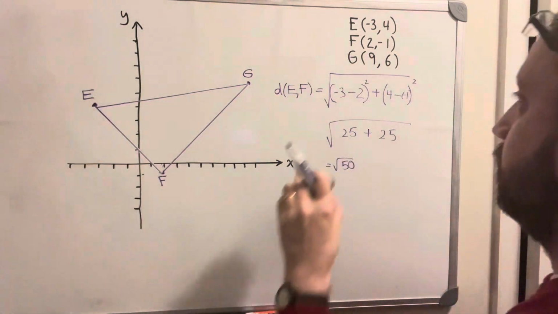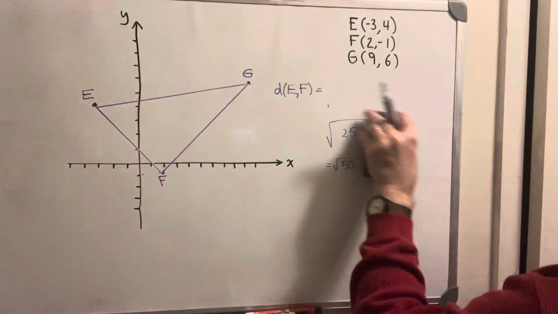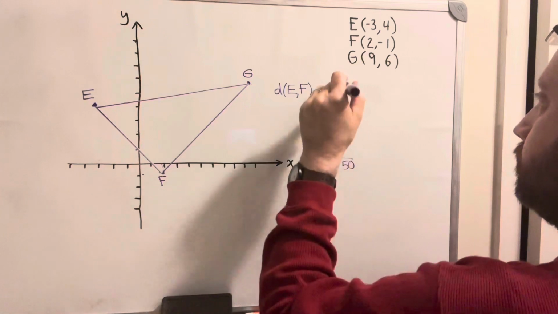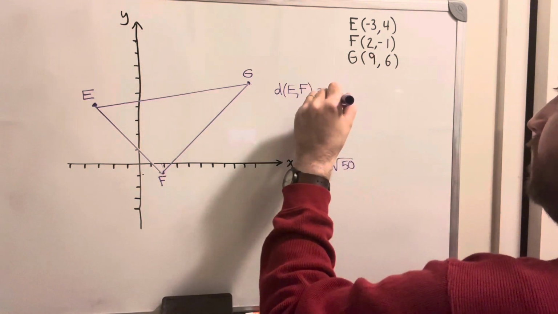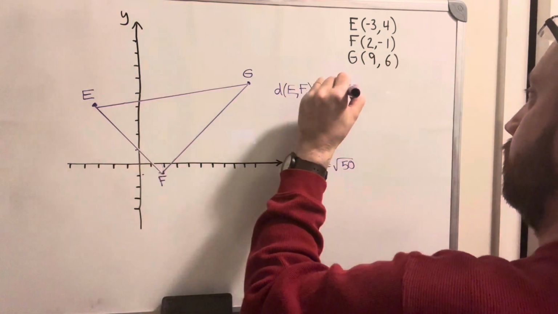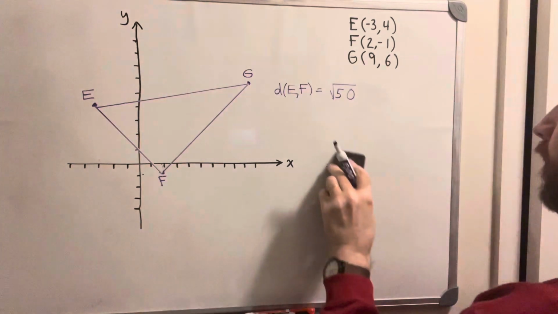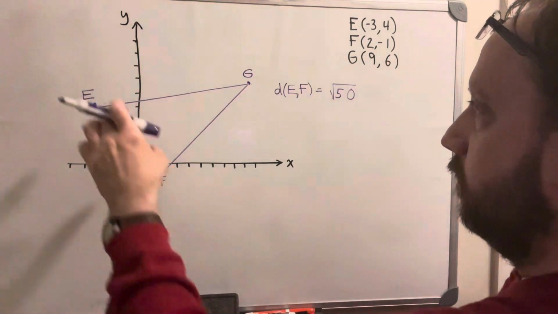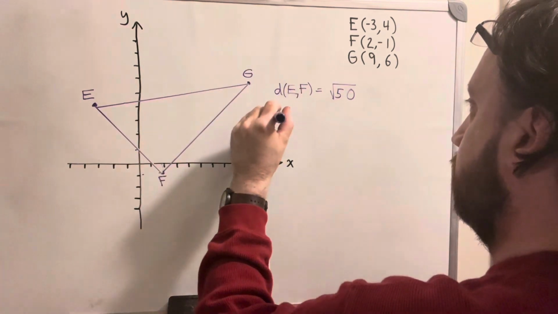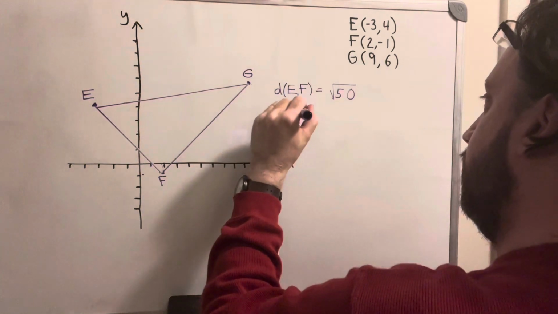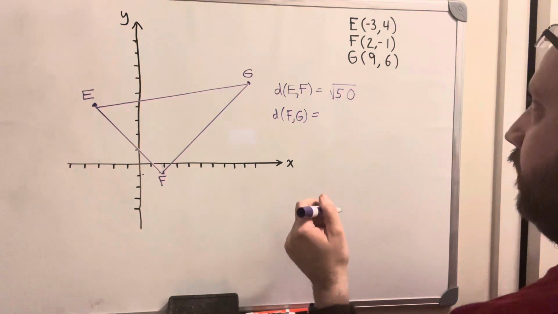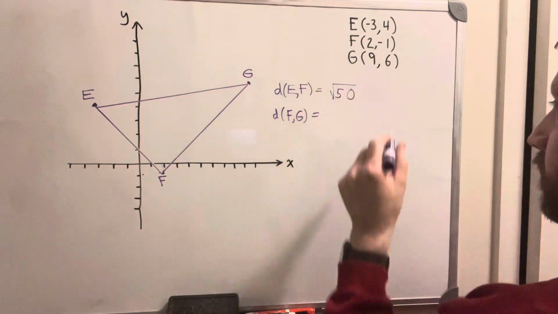So that's going to be the distance in whatever units these are, inches, centimeters, miles. Let's leave it at that. We'll say the distance between E and F is the square root of 50. Now we've got this side. Now let's find this side, the distance between F and G. Go ahead and pause the video and find out the distance using the distance formula.